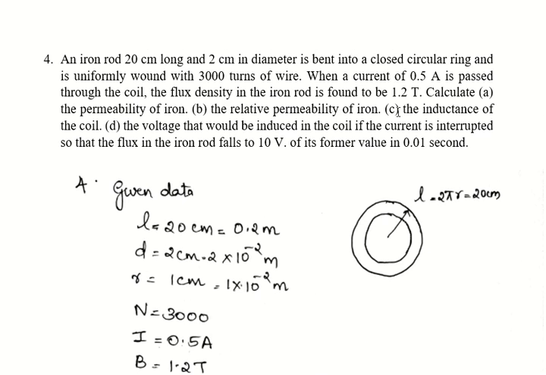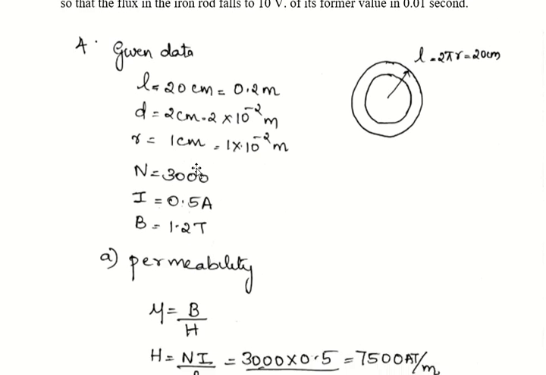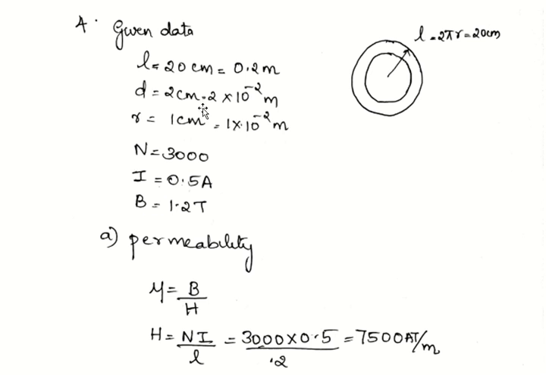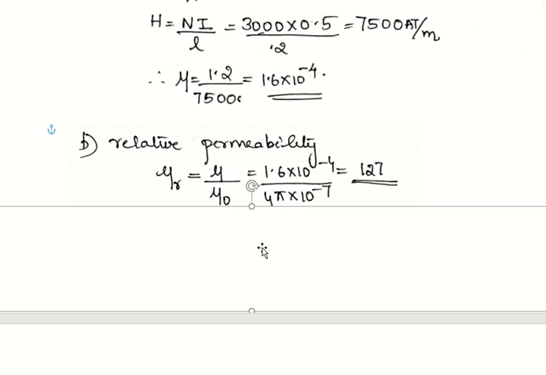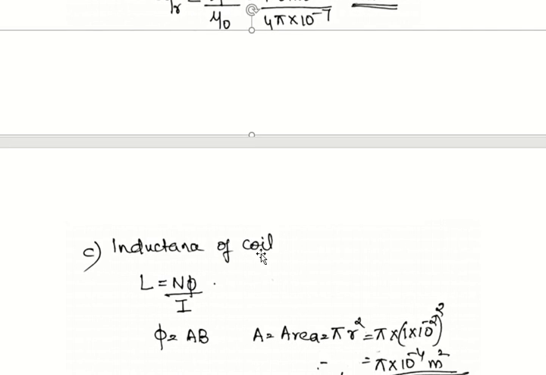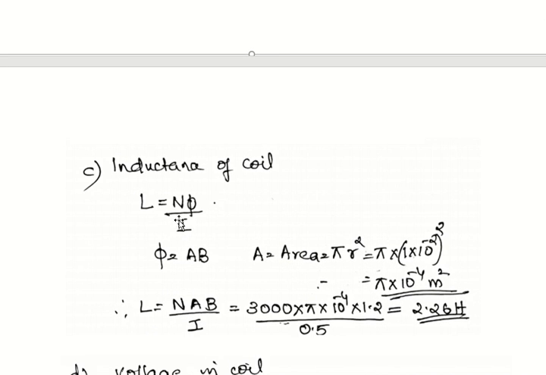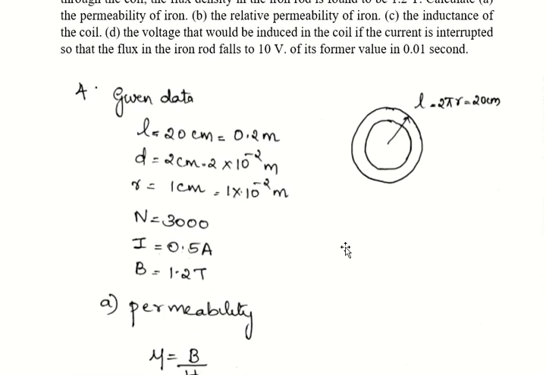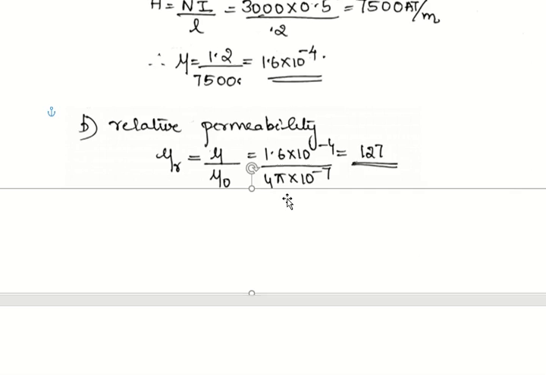What is the next parameter? Inductance of the coil. What is the equation for L? Since flux is not given, instead the given data are length, area and everything, so which equation can you use? L equal to N phi by I. Flux is not given, instead area and flux density are given. So flux is flux density into area. Area is pi r square, pi into 10 raised to minus 4 meter square. We know that the radius we found out as 1 into 10 raised to minus 2 meter.